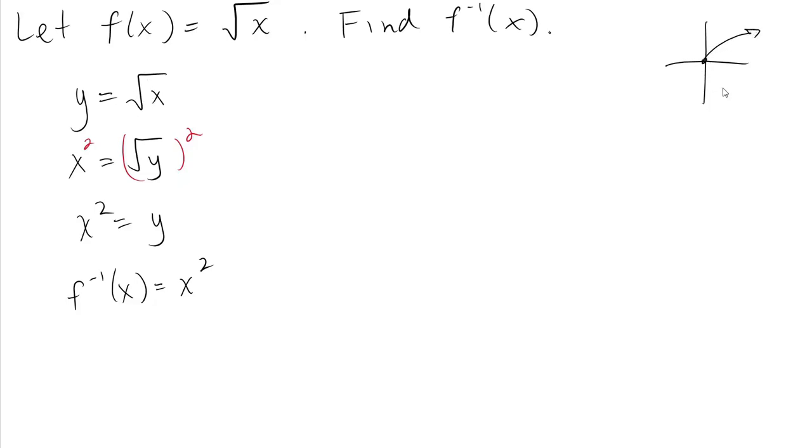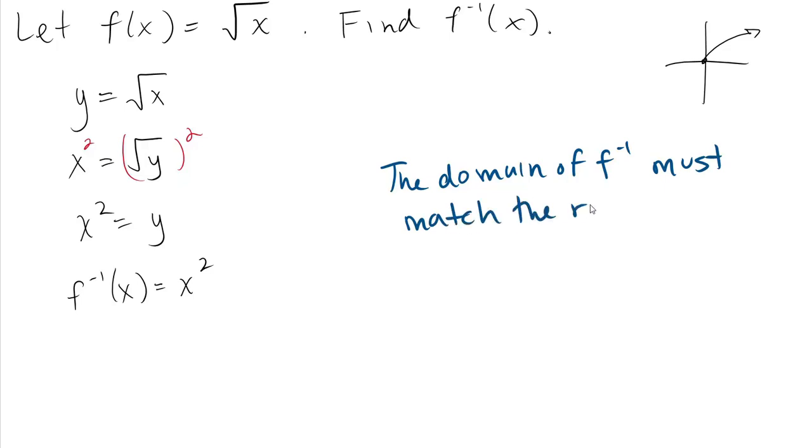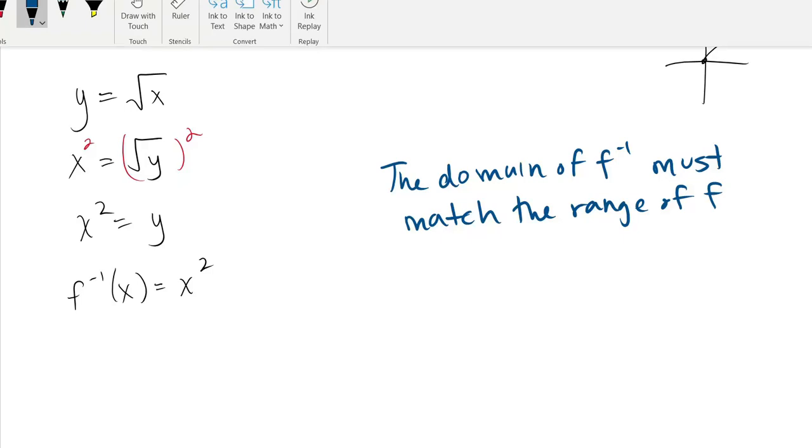This function doesn't output any negative outputs. Therefore, we cannot allow any negative inputs to this function. Let me write it out just to make it clear. The domain of our inverse function must match the range of the original function. The original function only has non-negative outputs. Its range goes from 0 to infinity. Therefore, the domain of our inverse function must be restricted to 0 to infinity.